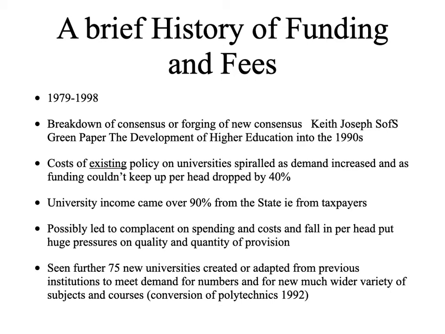And that essentially concluded that the costs of the existing policies on universities had spiralled as demand increased and as funding couldn't keep up. And it meant that funding per head, the amount of money provided to universities for each student, had dropped by 40% over the previous decade or so. And since university income came over 90% from the state, i.e. from taxpayers, this had huge implications for the quality of education that universities could provide.